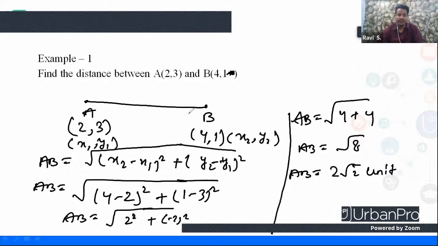Okay, guys. So, is it useful? Do you understand this? Type 1, if you understood this.